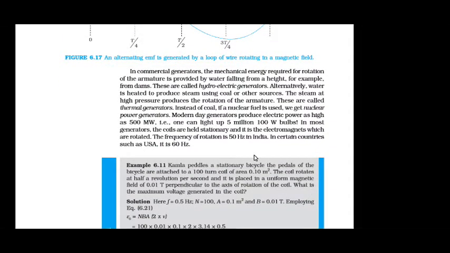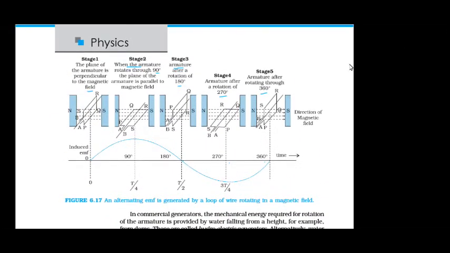Direction of the magnetic field is given here. This figure shows that it is a sine curve, and the induced EMF is marked when it is maximum. This is the time, T by 4, T by 2, 3T by 4, in this way. I think everything has been explained.